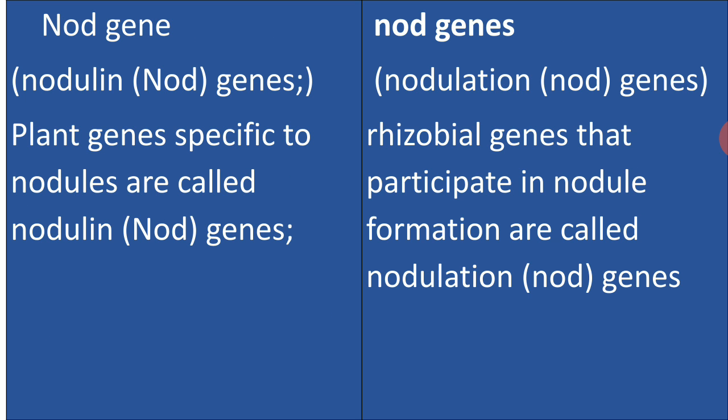Okay. So these are some nitrogen fixation genes. These are the capital NOD genes and small nod genes. Capital NOD genes means host genes. These are the nodulin genes. Plant genes specific to nodules are called nodulin genes and expressed as capital NOD. Small nod genes are found in the bacteria. Rhizobial genes that participate in nodule formation are called nod genes.